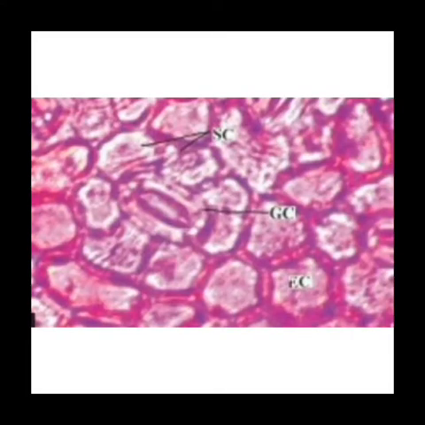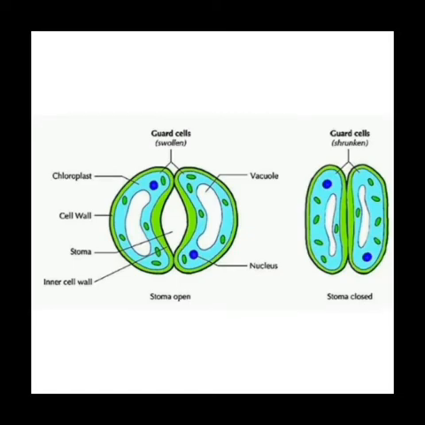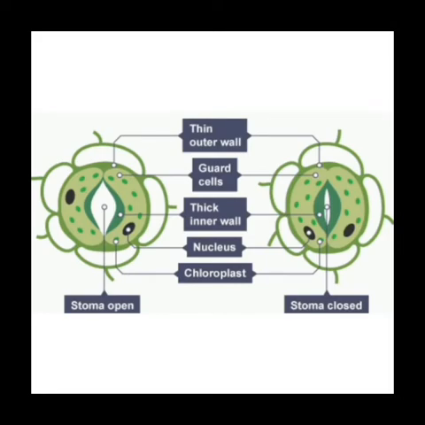You can see stomata with kidney-shaped guard cells on either side. What are the functions of these stomata? Exchange of gases takes place through these pores. That is, O2 and CO2 go in and out through these stomata.